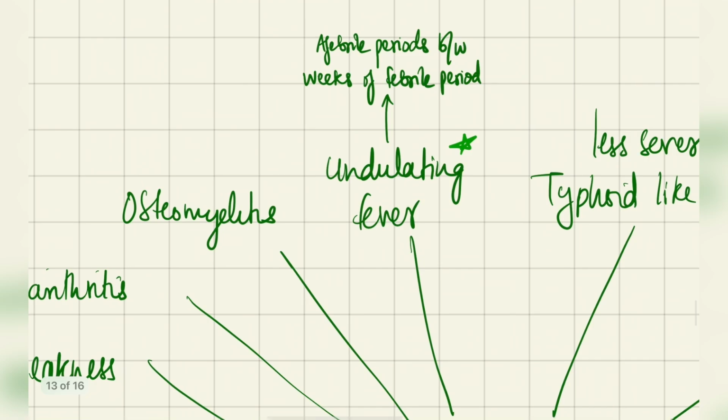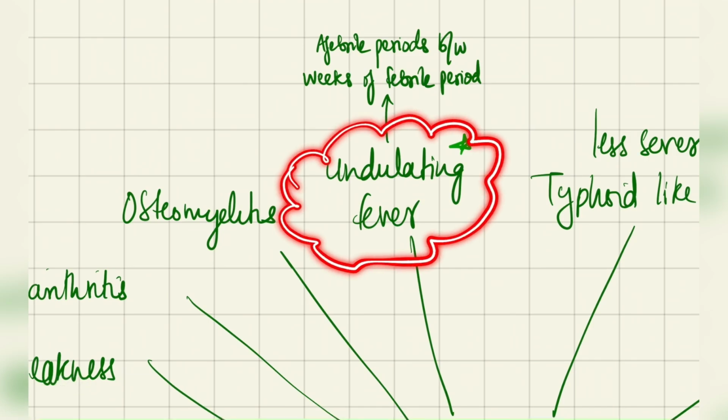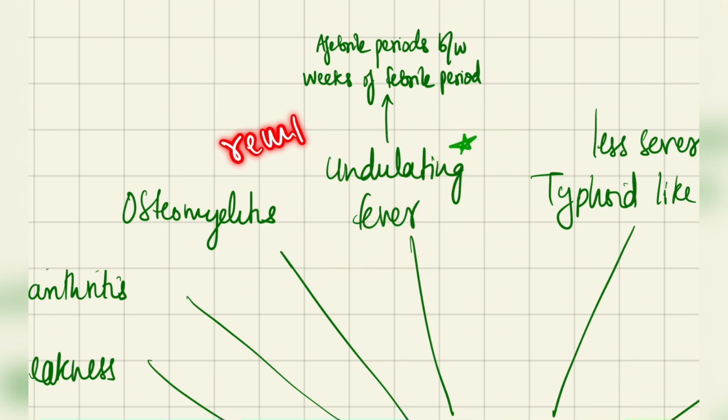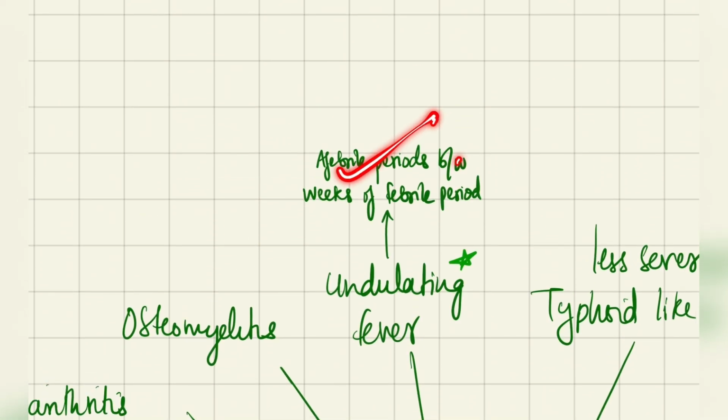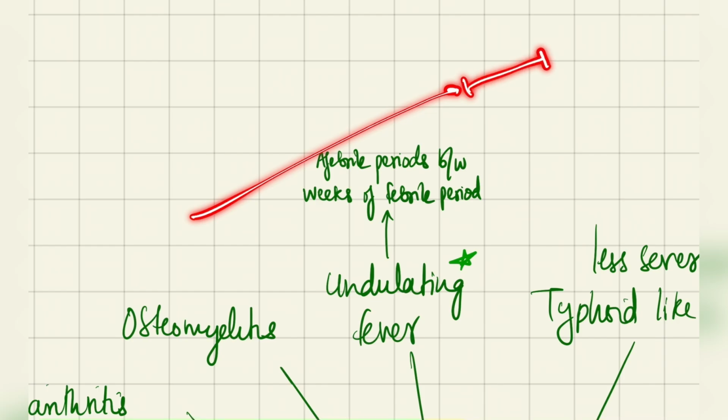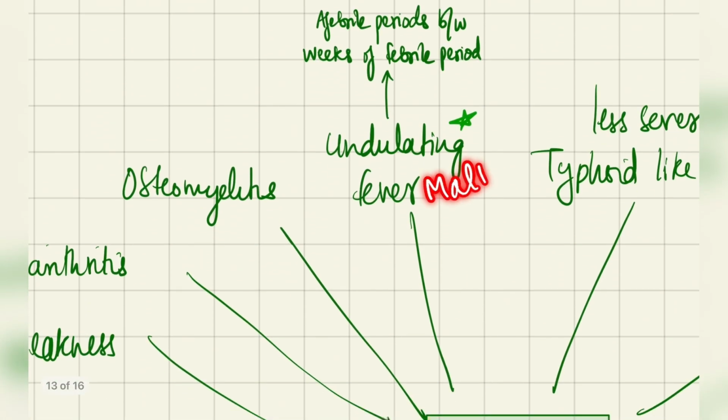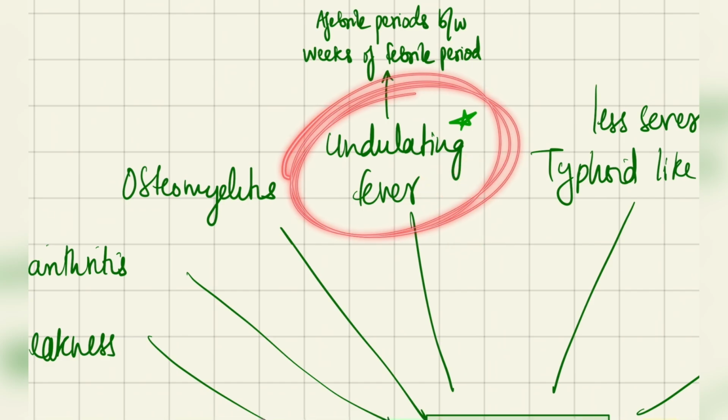There is a characteristic, probably the most important factor in this whole mind map, undulating fever, which means a remittent course of fever, where there will be afebrile periods between weeks of febrile period. You'll have maybe 1 or 1.5 weeks of fever, followed by a few days of afebrile period, then again fever. That is what undulating fever is. If you want to remember an extra point, this is also known as Malta fever. But mainly all you have to remember is the word undulating fever for brucellosis.